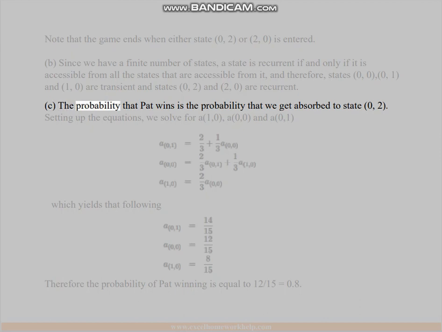C. The probability that Pat wins is the probability that we get absorbed to state (0,2). Setting up the equations, we solve for a(1,0), a(0,0), and a(0,1), which yields the following. Therefore, the probability of Pat winning is equal to 12/15, which is 0.8.